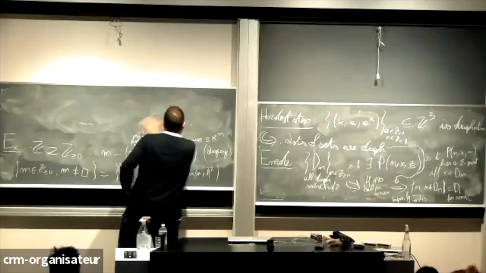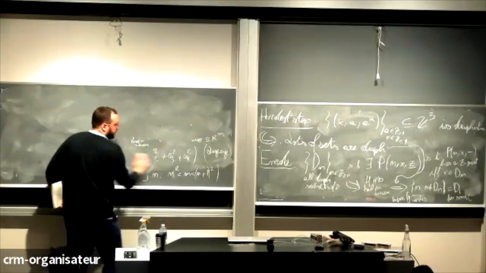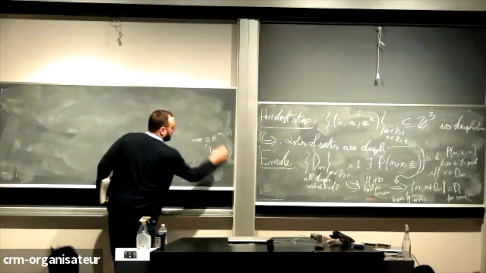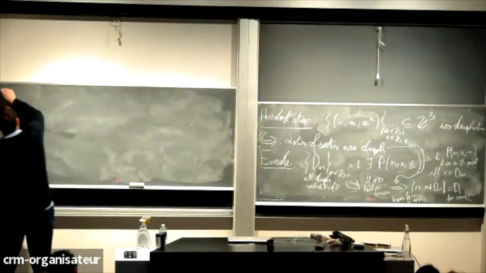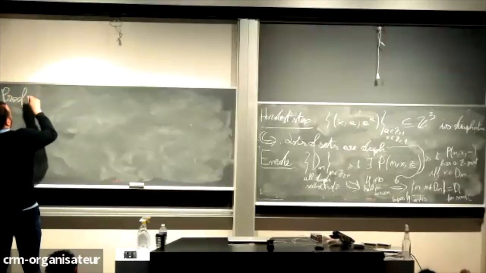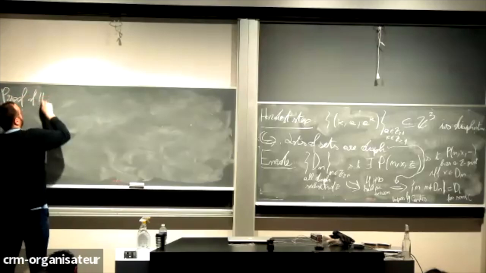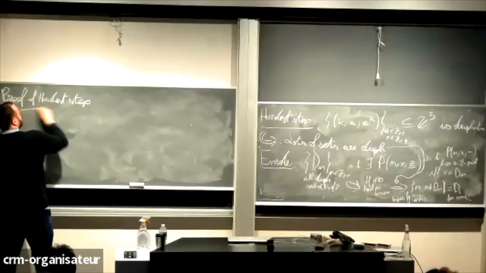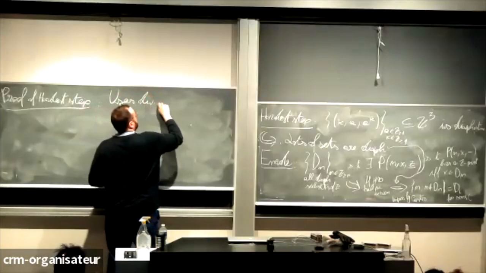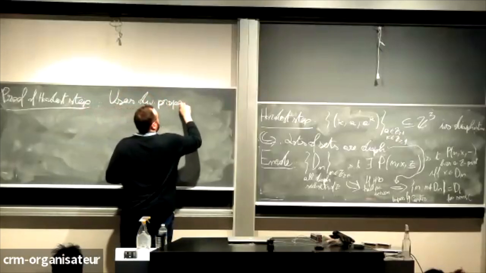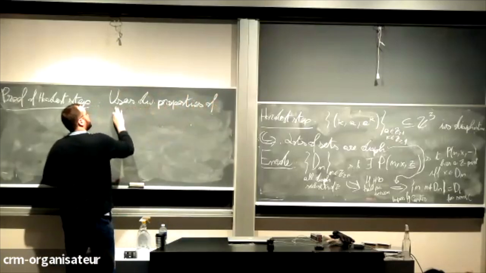So to get to Jake's question, what is the proof of the hardest step? The proof of the hardest step uses properties of the Pell equation. There are many proofs, but most of them use, more precisely, a divisibility property, properties of solutions of Pell equations.